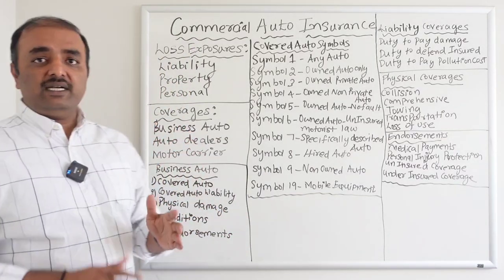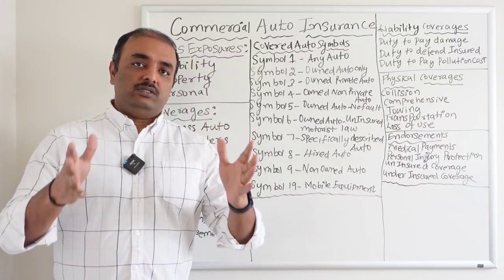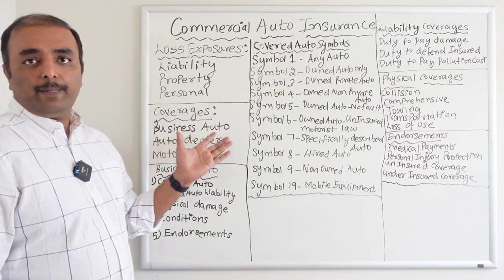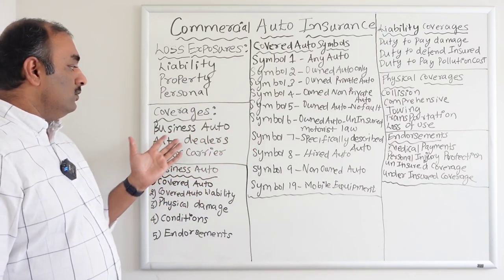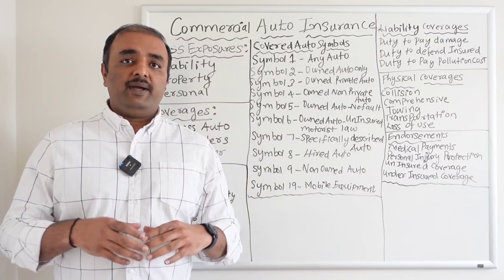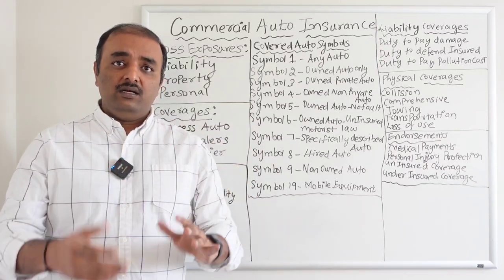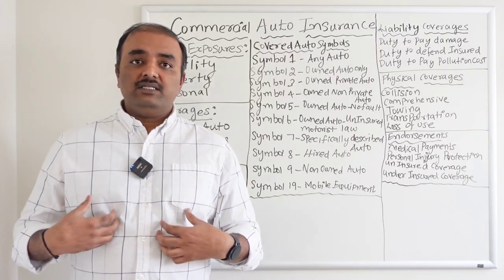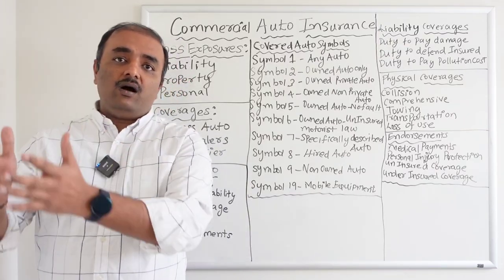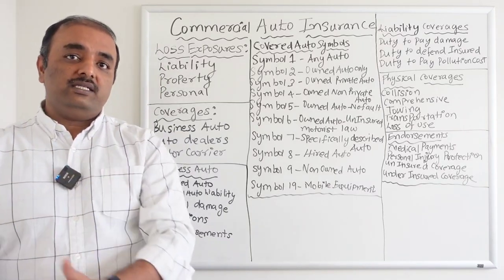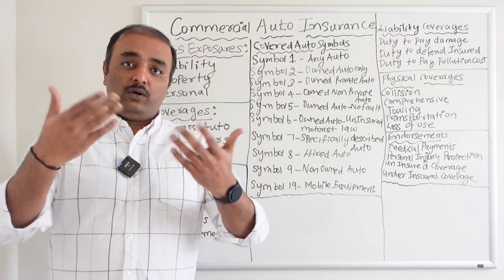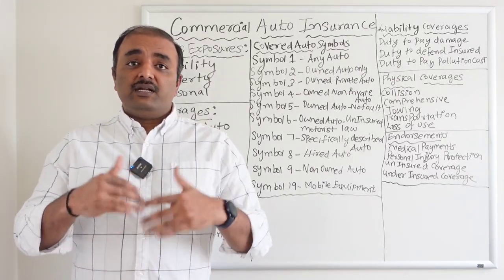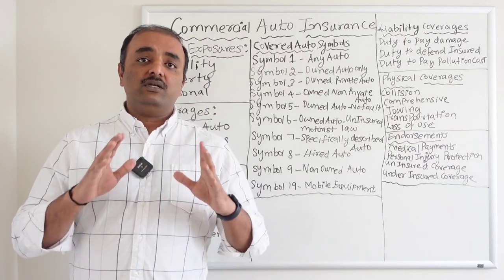Business auto is straightforward: any car that you use for your business purpose, you cover with the business auto coverage form. Similarly, auto dealers. If I own a mechanic shop where I repair others' cars, I go with the auto dealers form. Motor carriers. If I have a business where I take cars of others from one location to another, say if you have to relocate and your cars are moved by these motor carriers, they have a different coverage form when it comes to commercial auto insurance.